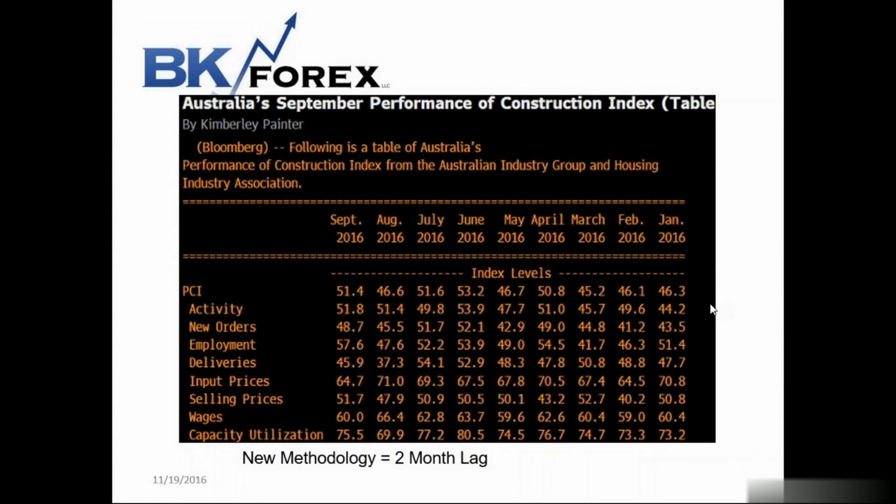And then lastly, the construction sector. This is Australia's September Performance of Construction Index. The employment component also went from 52.2 to 47.6. So basically, the manufacturing, service, and construction sectors all experienced weaker job growth. So even though these ivory tower economists believe that job growth basically accelerated, our leading indicators tell us that job growth slowed.